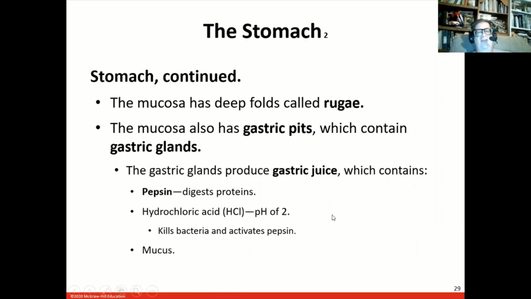The mucosa has gastric pits with gastric glands. These glands make gastric juice. I'm talking about the stomach acid. Well, not just the stomach acid. It's the hydrochloric acid, which is pH of 2, very acidic. This kills bacteria and activates pepsin. What they actually release is pepsinogen, and the pepsinogen is turned into pepsin by the hydrochloric acid. They have this mucus. Like I said, I want you to know that it's a basic mucus. It helps neutralize the acid.